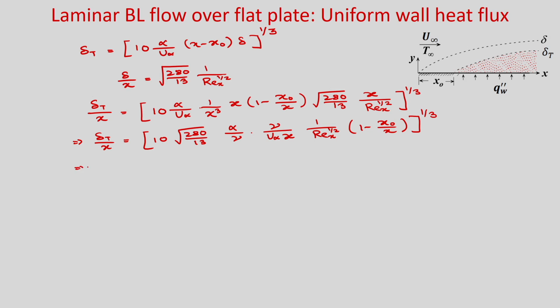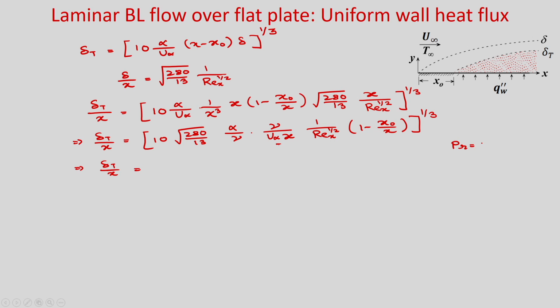So, you can write delta T by x. Okay. So, you can see here what is this expression? This is here 1 by root Re x, right. So, 1 by root Re x and here Re x to the power half. So, it will be 3 by 2. Okay. So, it will be 3 by 2 and here alpha by nu is Prandtl number.